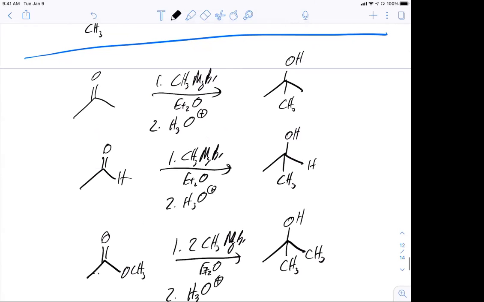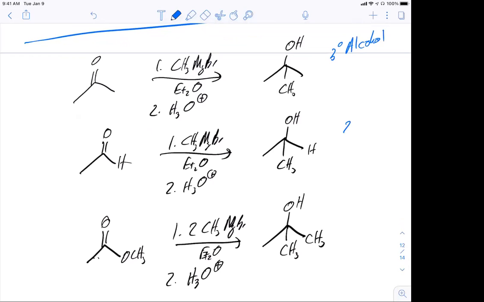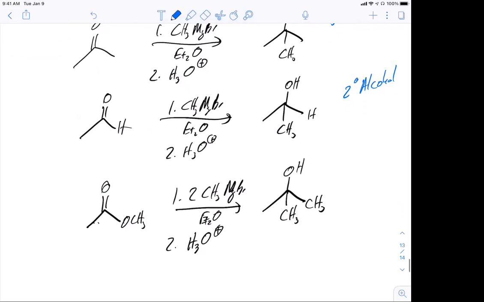Okay. And if we look at these and break it down a little bit more, right, this one is going to be a tertiary alcohol. So if we start with a ketone and we end up with a tertiary alcohol, then that can separate whether we're going to use the sodium borohydride or lithium aluminum hydride addition versus a Grignard. If it's going from a ketone to a tertiary alcohol, we had to use a Grignard. Aldehydes, we're going to end up with secondary alcohols. Esters, we're going to end up with tertiary alcohols.